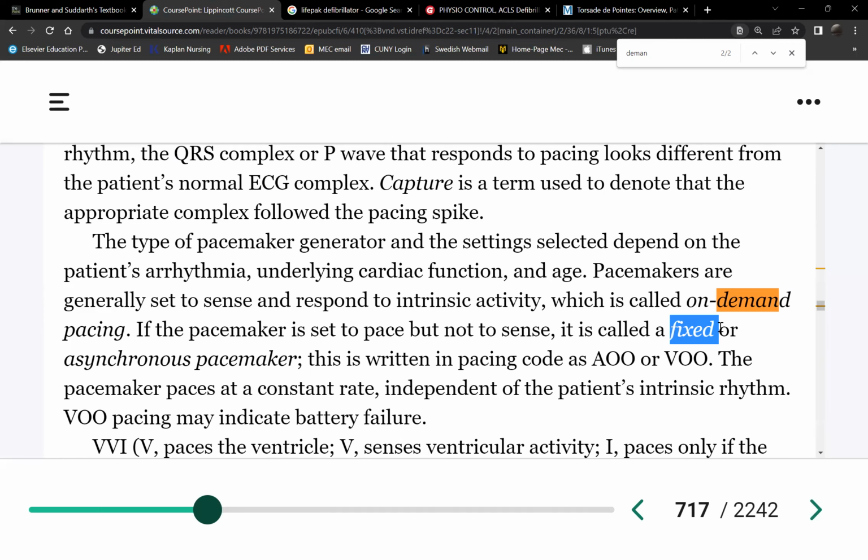Are we clear? Again, what are the two most common settings? On demand or fixed. Fixed is also called asynchronous. On demand, there is a rate preset by the cardiologist, so if the patient's intrinsic rate, the SA node, fires less than 70, the pacemaker kicks in. Fixed is regardless of what the patient's SA node is doing, the pacemaker is firing.